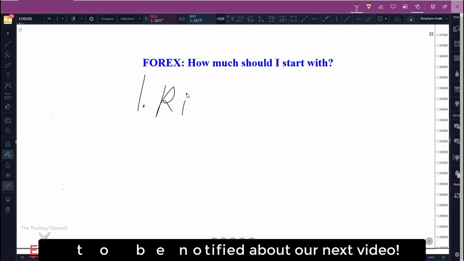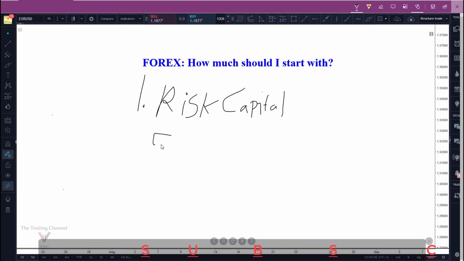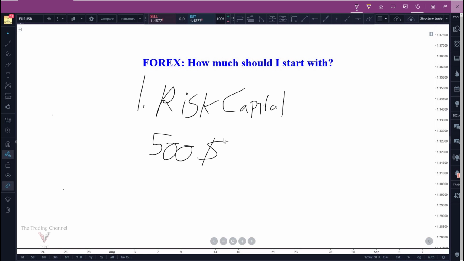And this plays a vital role once you've done all the things we talked about earlier in the video. You've got your trading plan set. This is going to play a vital role in how much money you should actually start with. Now, as I said, risk capital is an amount of money that you're okay losing, that won't be detrimental to your financial situation. So if you have your bills paid for and you have $500 in your bank account, you don't want to start an account with $500. That is not risk capital.